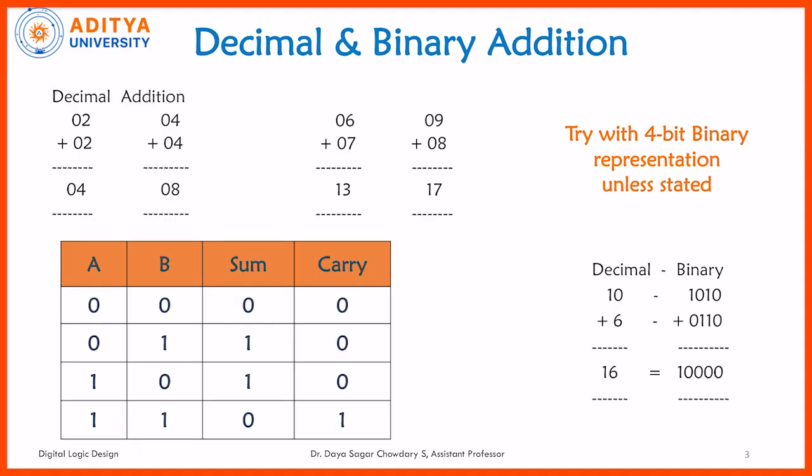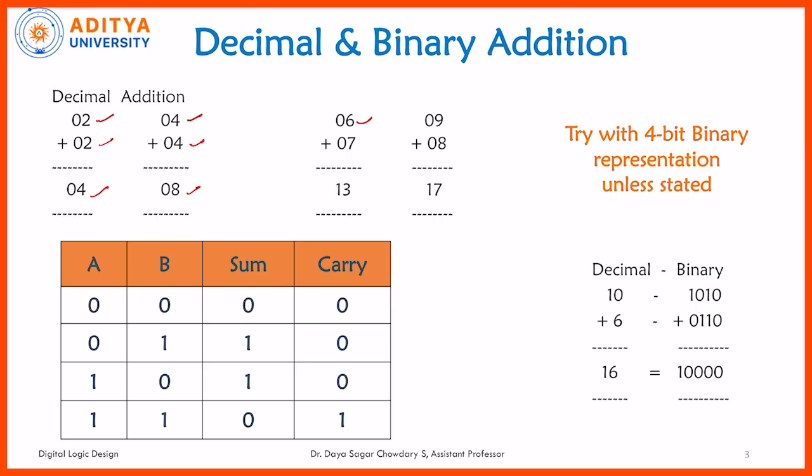So before going to r's complement and r minus 1's complement, we have to analyze binary addition. For binary addition, or any addition, we require two numbers. If we consider decimal 2 plus 2, that is 4. This is simple in decimal. If we go for 4 plus 4, we will get 8. So this is also simple.